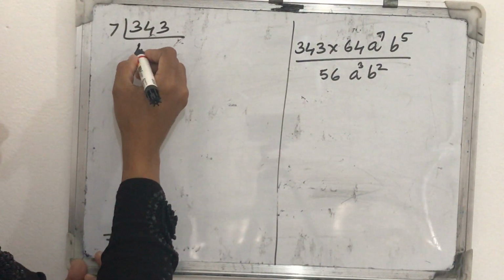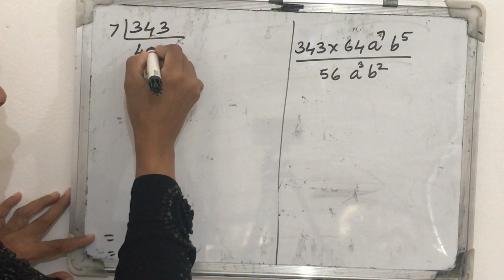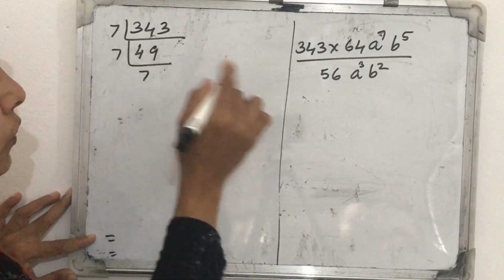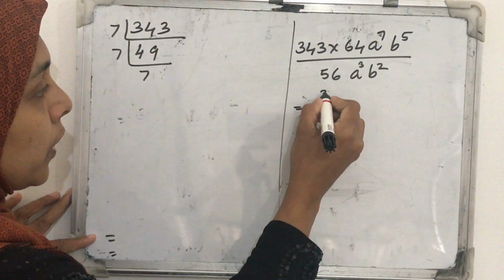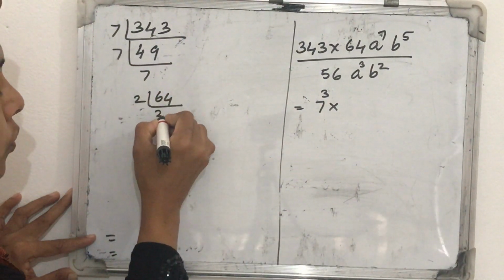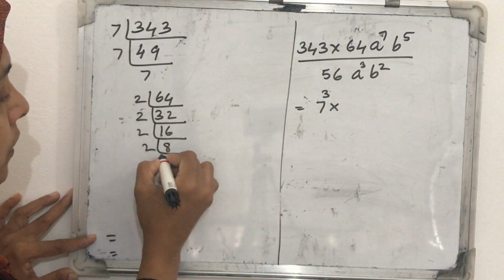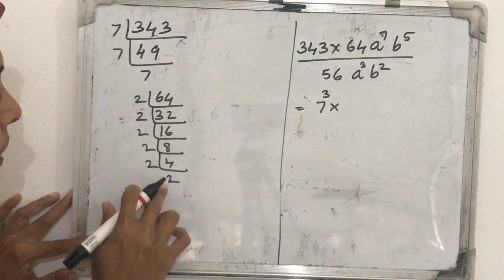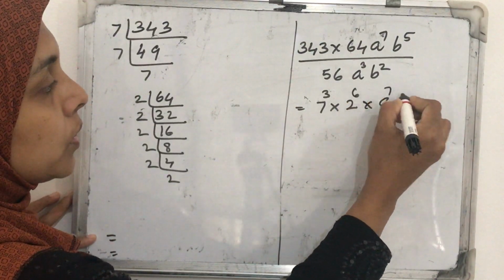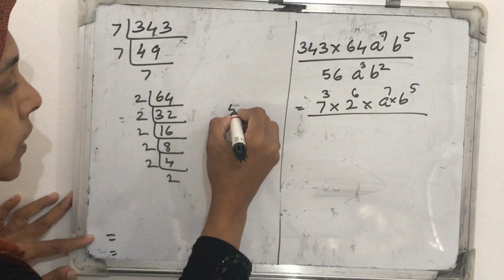4 into 7, 28. Okay. Then 63, 9. So again 7 into 7. So instead of 343 we can write it as 7 cube. Just like that, 64 also you can factorize as 2, 32, 2, 16, 2, 8, 2, 4, 2, 2. How many? 1, 2, 3, 4, 5, 6. So 2 raised to 6 into a raised to 7 b raised to 5, divided by 56, which also we can factorize.